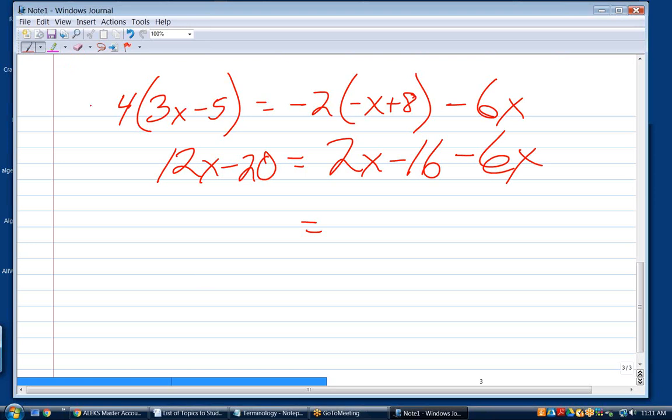Let's do this in two steps. 12x minus 20. Let's combine the x's. Minus 4x. Minus 16. There we go. Now let's move all the x's to whichever side gives it a positive coefficient. Okay, so we would add 4 to both sides.